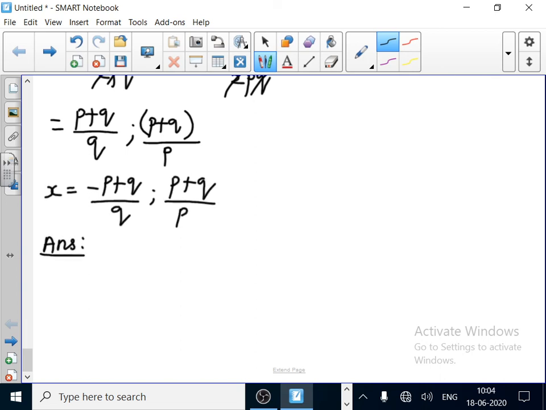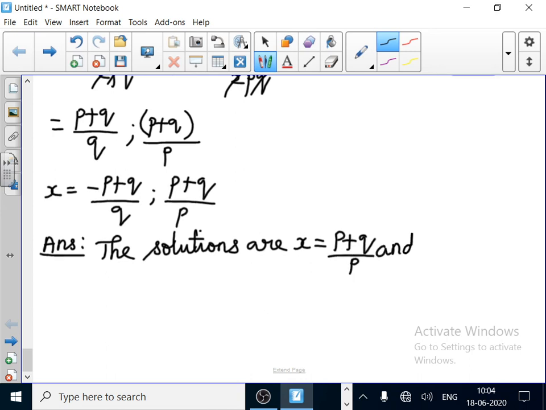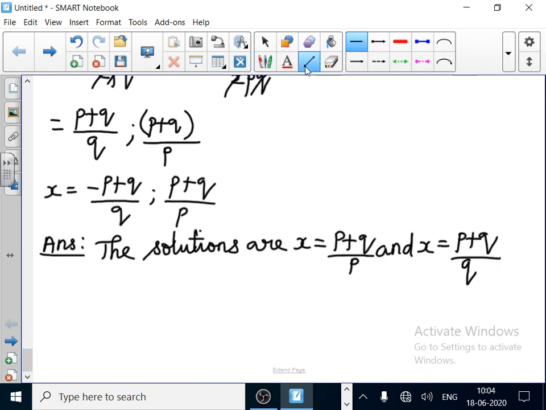This is the solution. This is a quadratic equation, so you have two solutions. The solutions are x equal to p plus q by p and x equal to p plus q by q. So this is an important 5-mark question. You are just going to use the formulas you already studied in algebra.